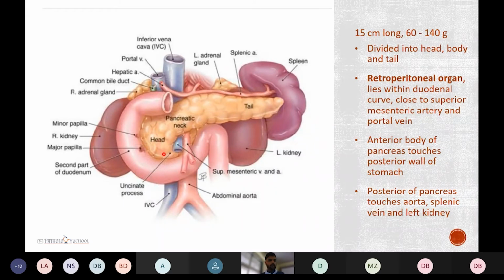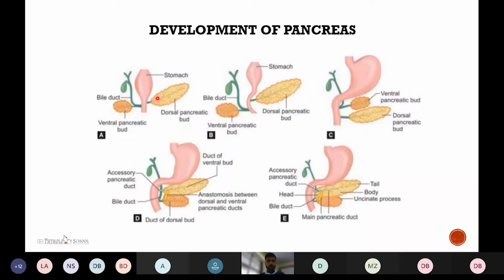Here, inferior and lateral to the head of the pancreas, you can see there is the uncinate process. These are the minor and the major duodenal papillae, where the ducts of the pancreas open. The accessory duct opens into the minor papilla, and the main pancreatic duct opens into the major papilla. So we'll see about it in the further slides. We'll see in brief about the development of the pancreas.